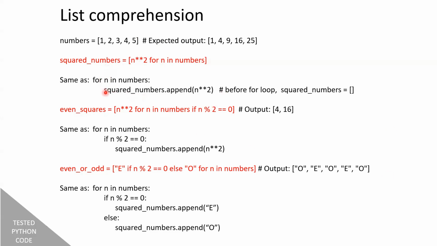So the list of squared numbers. The question is interesting: even squares by condition.